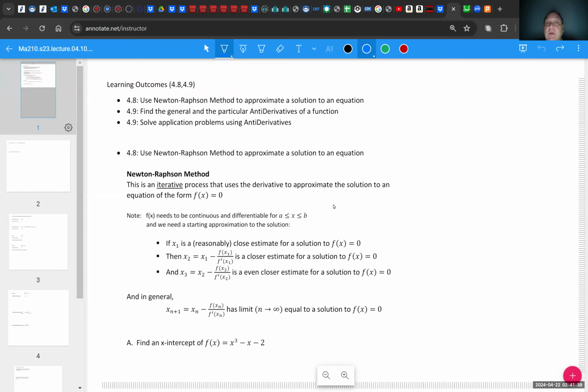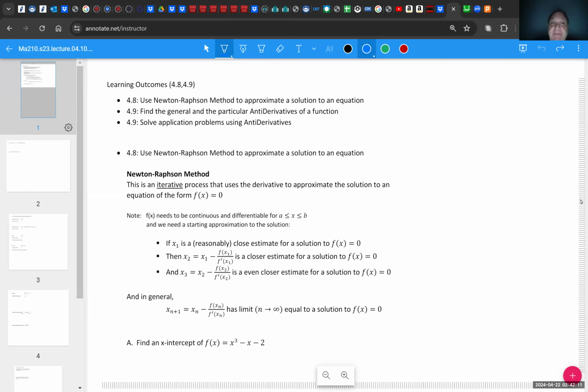So for all practical purposes, it will find an exact solution to any equation, so long as the equation is continuous and differentiable, so we can actually do derivatives and things like that. So let me show you how it works. It's an iterative process, which means we're going to be starting with a number, putting it into a formula, and the number we get out, we're going to put back into the same formula, turn around, get a new number, and we're going to repeat that process until we get the accuracy that we're looking for.